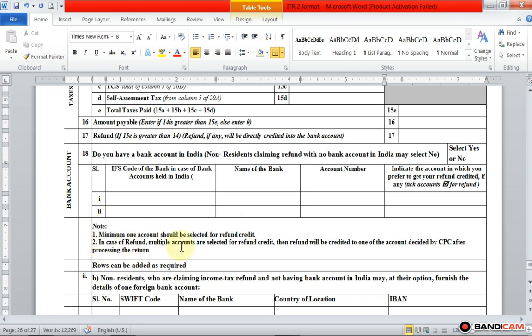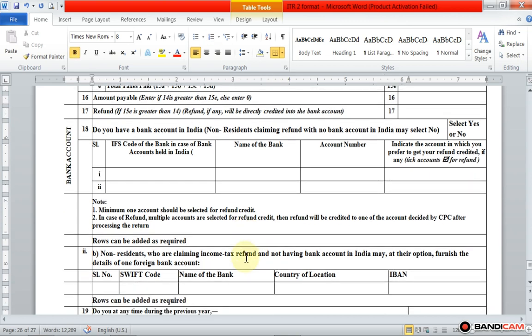Second one is, in case of refund, if multiple accounts are selected by the assessee, then the refund will be credited to one of the accounts decided by the CPC after processing the returns. Okay, if the assessee has selected more than one account, then the refund will be credited to one account of the assessee which is decided by the CPC after processing the returns. Got it?